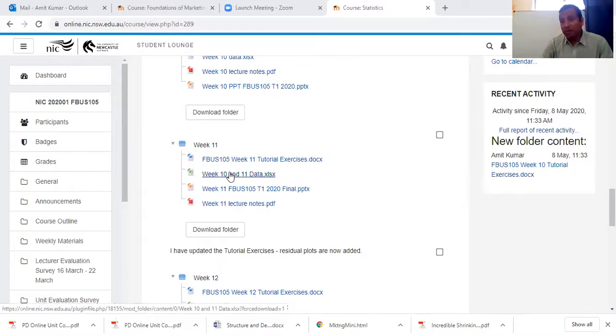We'll try to work on the week 10 data. That will be a part of the hypothesis testing for the dependent and independent groups. So download this one, week 10 and 11 data. The Excel sheet is there. And let's go through one by one now.